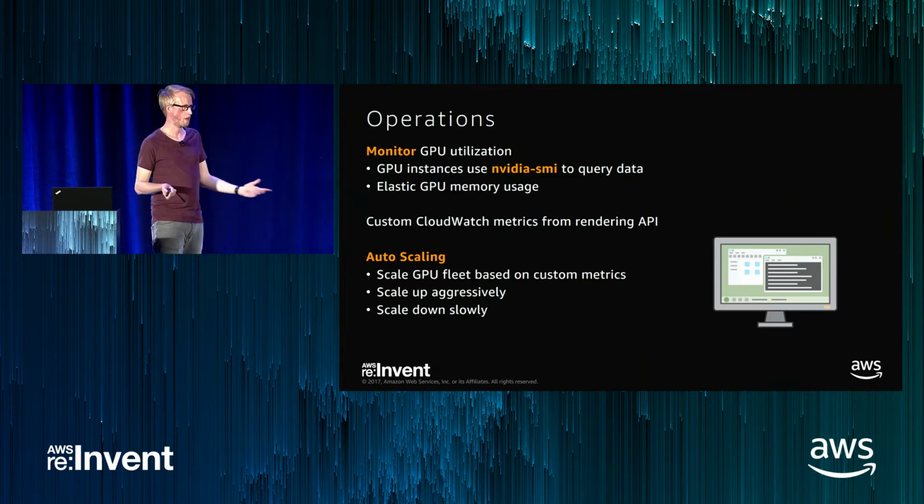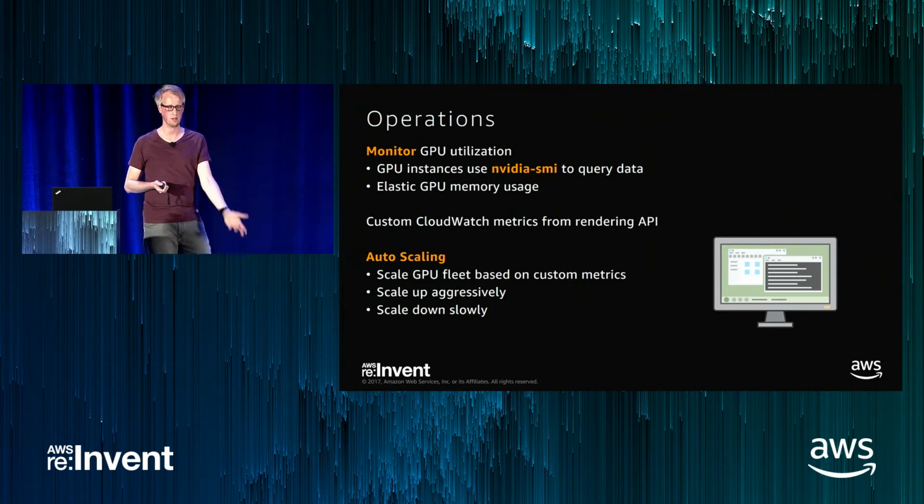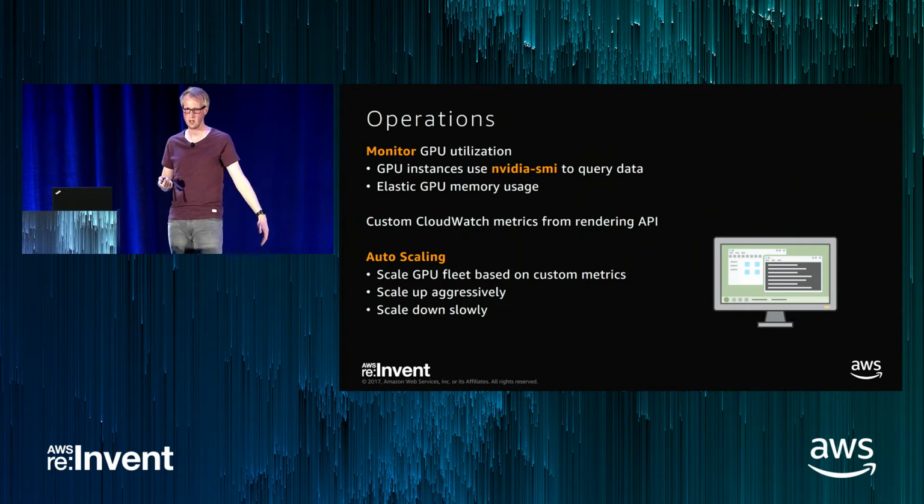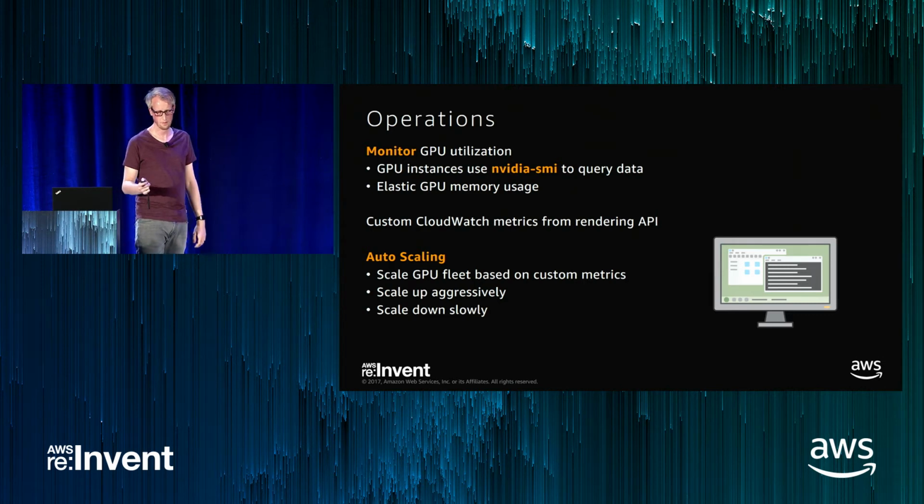And auto-scaling, as usual, always scale up aggressively. Don't add a single instance, add multiple. And then scaling down, always scale down slowly, so you're not overwhelmed by the requests.